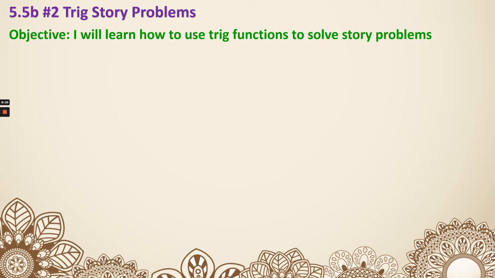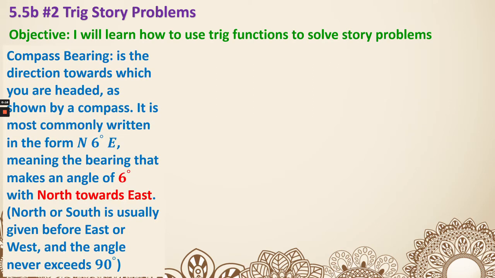Today we are going to talk about 5.5b, where we will learn more about how to use trig functions to solve story problems. Today's lesson is mainly focusing on something called compass bearing. Compass bearing is the direction towards which you are headed, as shown by a compass. It is most commonly written in the form of N 6° E. That actually means north 6 degrees east. The meaning is the bearing that makes an angle of 6 degrees with north towards east.